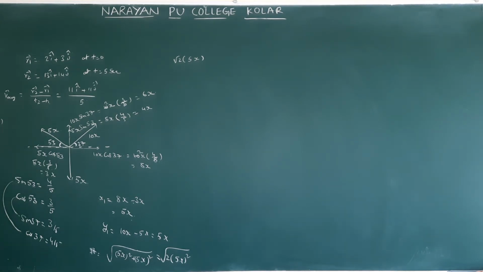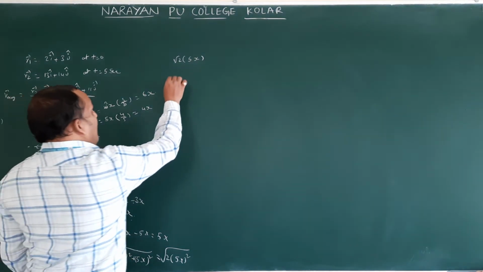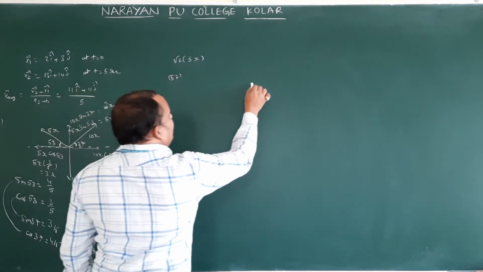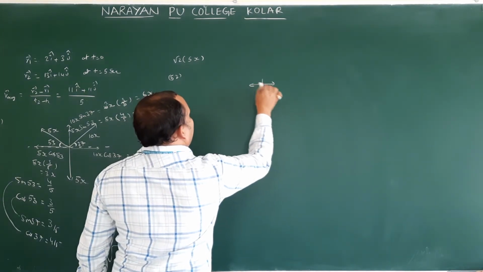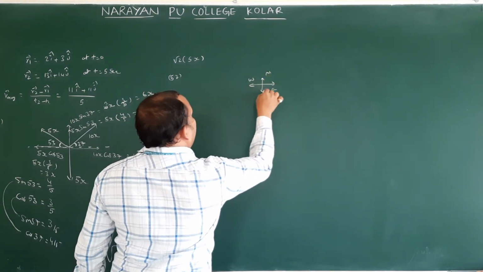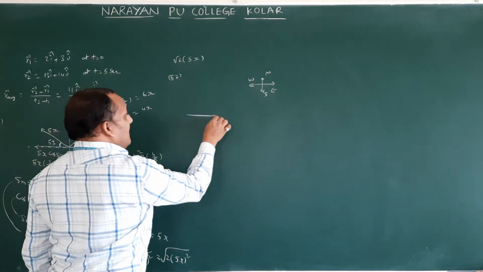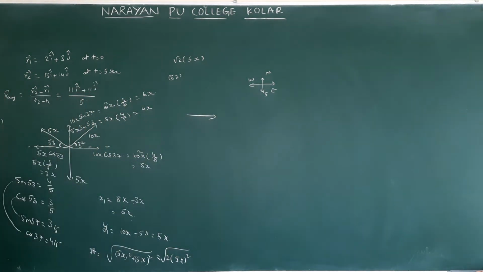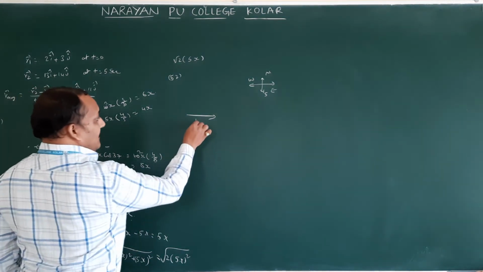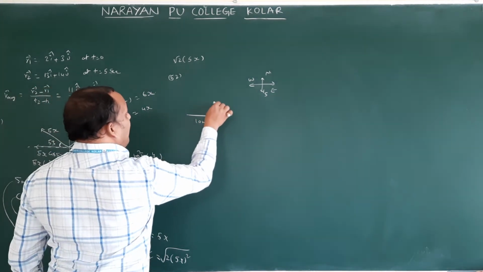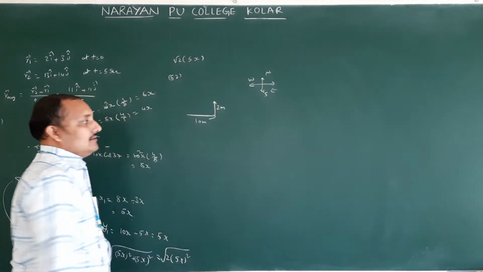Next is the question number 52. A particle moves 10 meters towards east, then 2 meters towards north. Directions are important: east, west, north, south. So how many meters towards east? 10 meters east, 2 meters north.